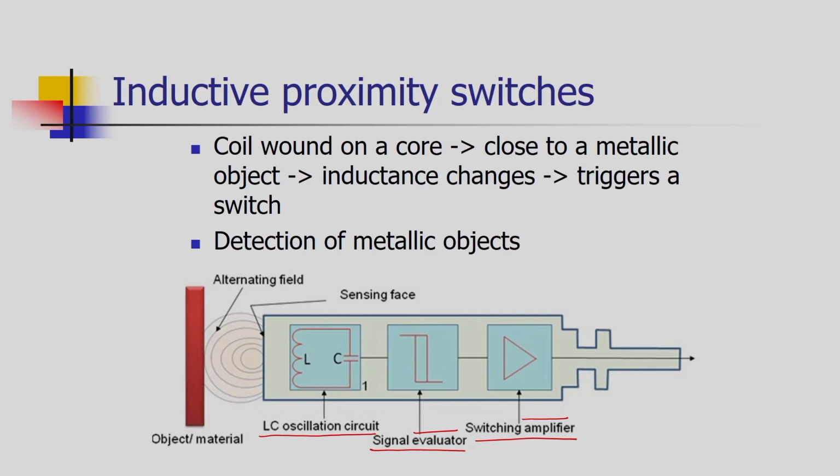Inside this inductive proximity switch there is a coil which is wound on a core. It comes close to mechanical objects which are metallic. There is a change in inductance, and that change in inductance is triggering the switch. As the metallic objects come close to the sensor, there is a change in inductance of this circuitry, and that is triggering. So, basically, to detect metallic objects, the inductive proximity switches are used.